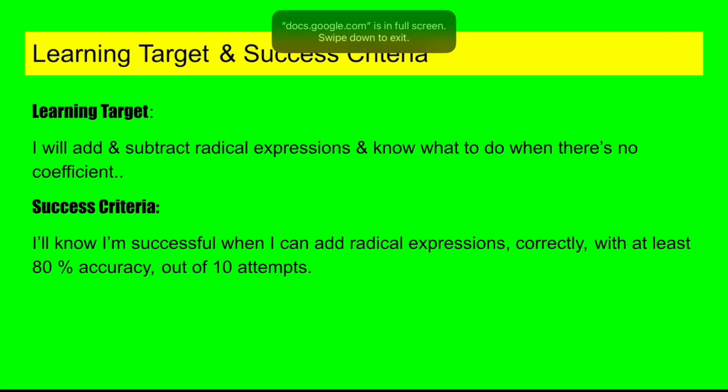In Virginia, the SOL Standards of Learning is 6.NS.3, page 44. If you go to the Virginia Department of Education website, you find this link. Learning target: I will add and subtract radical expressions and know what to do when there's no coefficient.